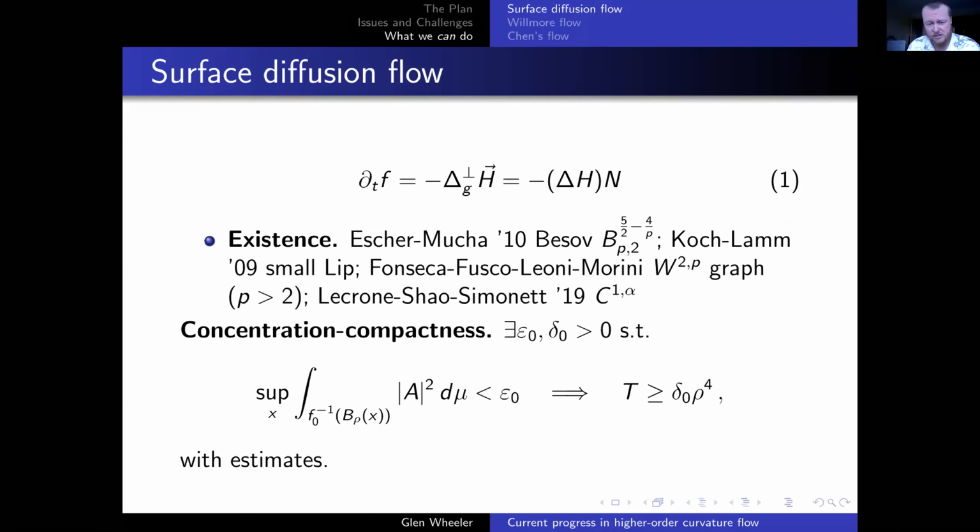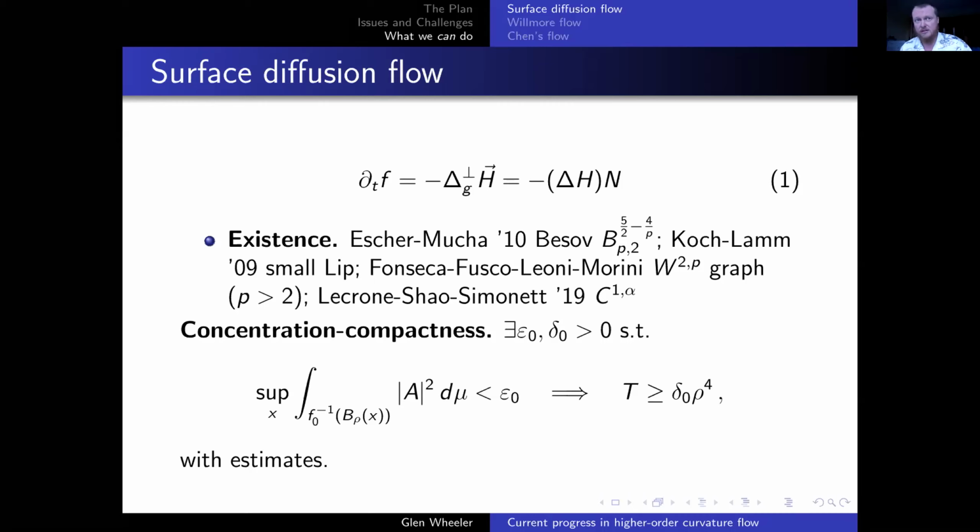Concentration compactness is shown as well for surface diffusion. That was about 10 years ago. And that says that if you have a singularity, then it can only occur when a certain quantum of the curvature concentrates. This was first shown for the Willmore flow by Kuwert and Schätzle. And then I did surface diffusion flow about 10 years ago in 2D.